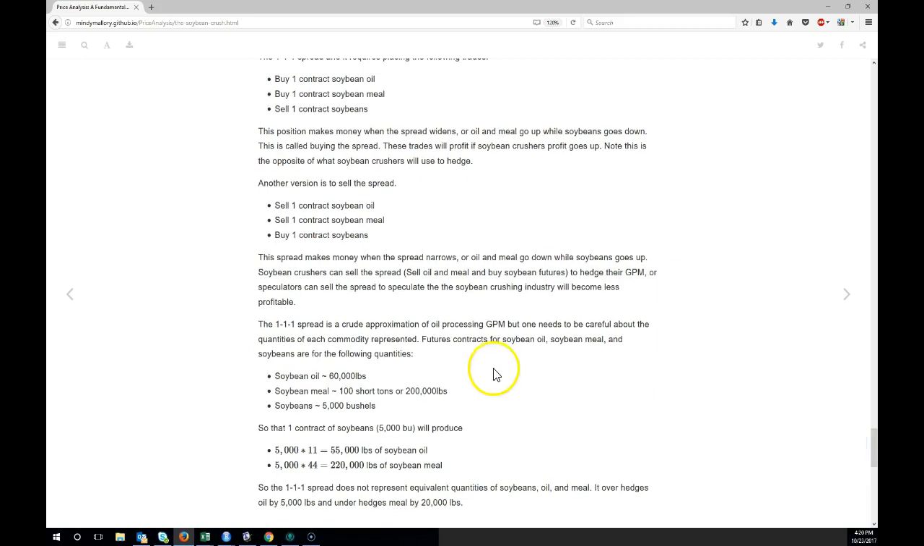So you can go check the contract specifications for yourself, but it turns out that the futures contract for soybean oil is specified to 60,000 pounds of soybean oil. The soybean meal contract is 100 short tons, or 200,000 pounds. And the soybean contract we're probably familiar with by now is for 5,000 bushels. So suppose we're going to crush 1 futures contract worth of soybeans. How much meal and oil would that produce?